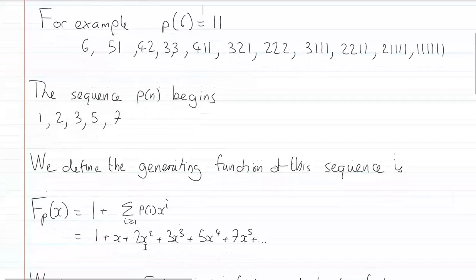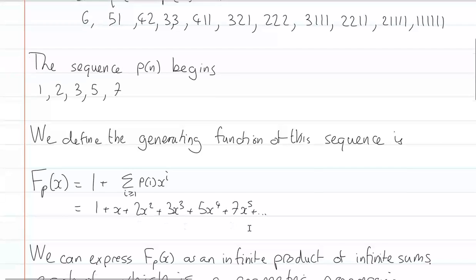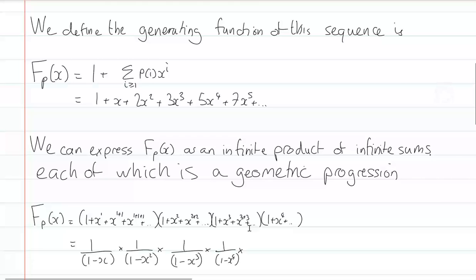We then defined a generating function for these things. We actually started with a 1, and then we had one partition of 1 giving us 1x to the 1, 2 partitions of 2 giving us 2x squared, and so on like that. We then discovered that we could express that generating function as this rather daunting infinite product of infinite sums.